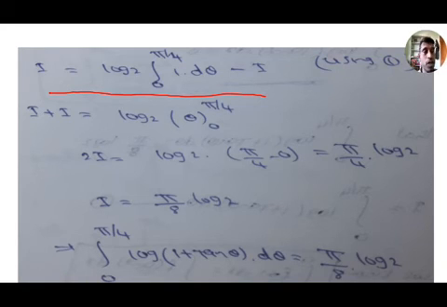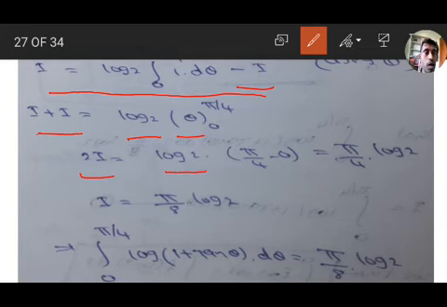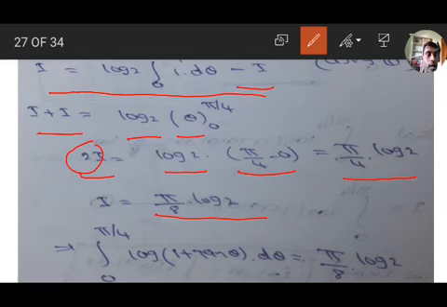The integration of 1 with respect to theta gives theta. Moving this I to the other side, I plus I gives 2I equals log 2 into theta from 0 to pi by 4. So 2I equals log 2 into upper limit minus lower limit, that is pi by 4 into log 2. Taking the 2 to the other side, pi by 4 by 2 is pi by 8. So I equals pi by 8 into log 2.